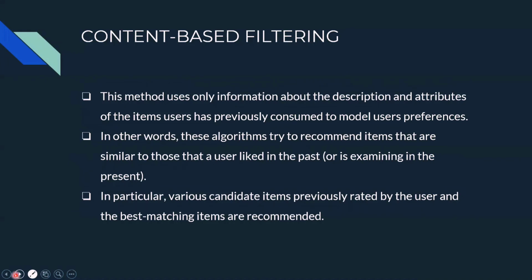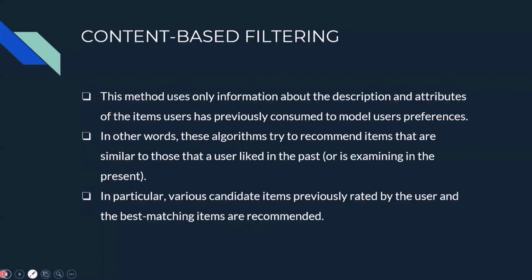Another type of filtering is content based filtering. In content based filtering, we use the person's previous data. This method uses only information about the description and attributes of the items the user has previously consumed to model the user's preferences. In other words, these algorithms try to recommend items that are similar to those that a user liked in the past. In particular, various candidate items are compared with items previously rated by the user, and the best matching items are recommended.